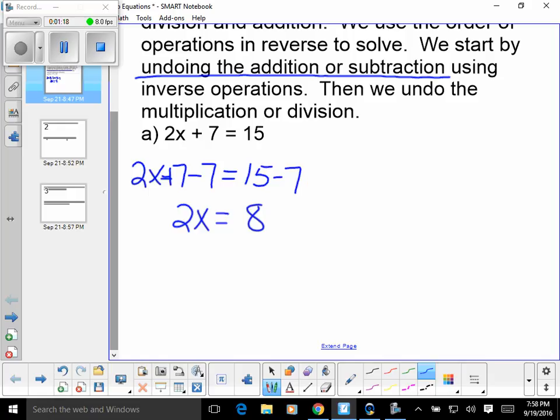Now you'll notice that you're not done yet because you still have a coefficient of x that is 2. I want that coefficient to be 1. So then I undo the multiplication or division. In this instance, I will be undoing the multiplication by dividing, and x equals 4. It's a good idea to check your answer. 2 times 4 is 8, and 8 plus 7 equals 15.